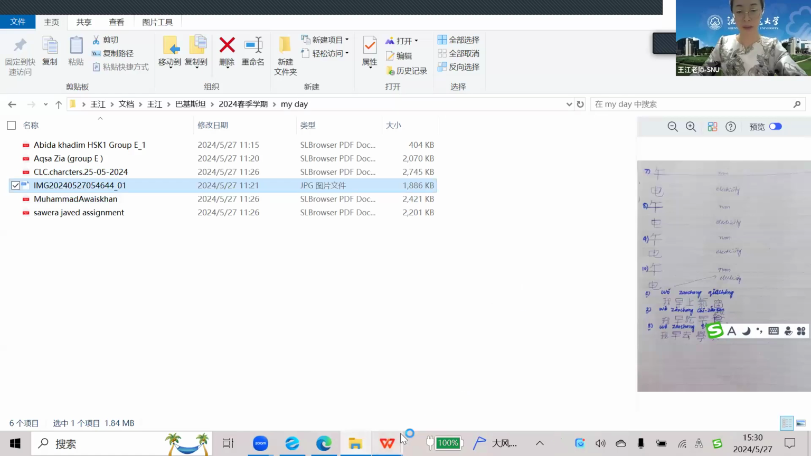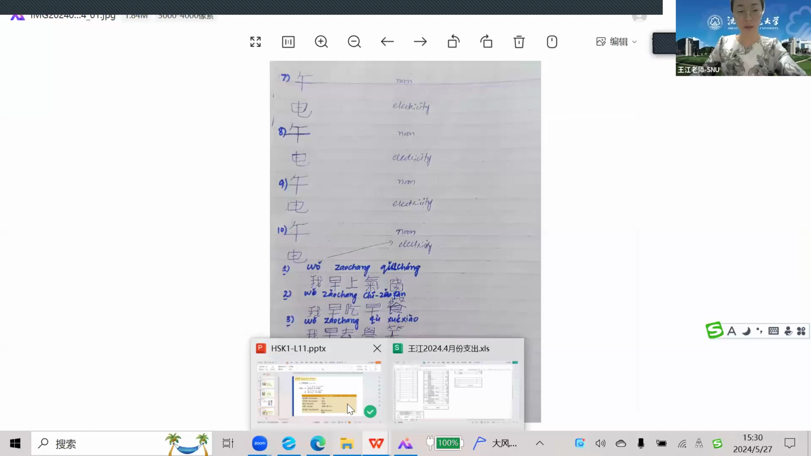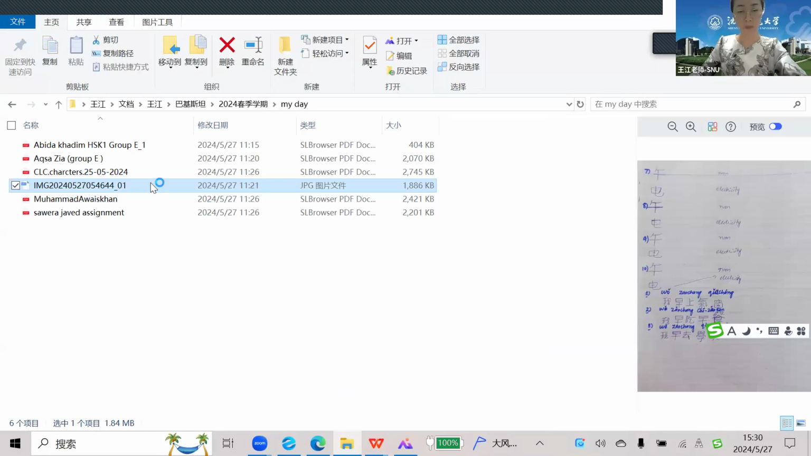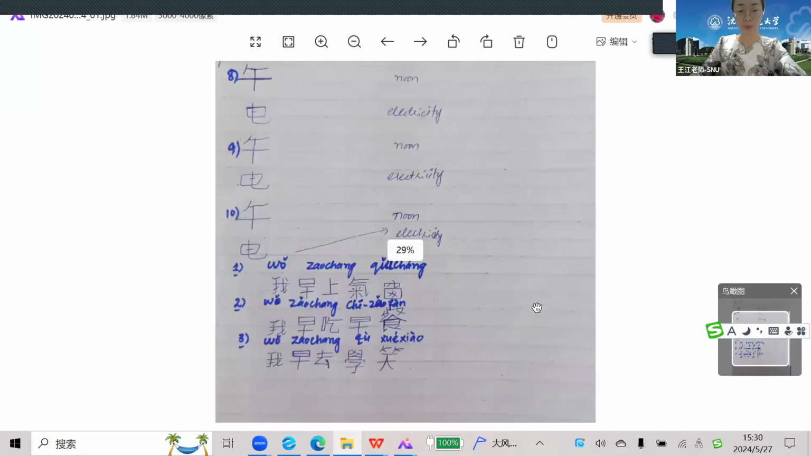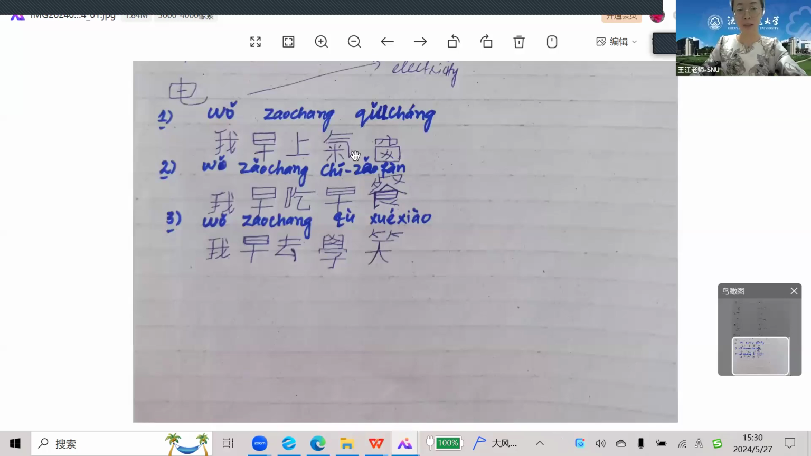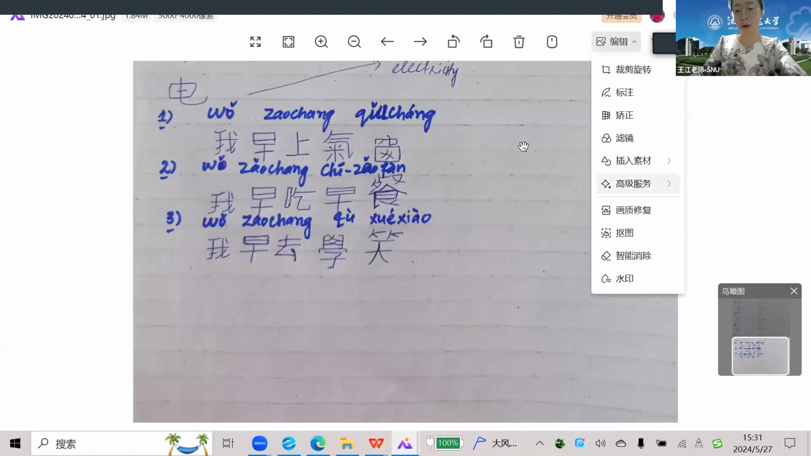And let's see this assignment. 我早上起床, but the Chinese characters were written wrong. It's not that. 起床, 我早吃早餐, 我早去学校, and 校 is not that Chinese character. So it is totally wrong.